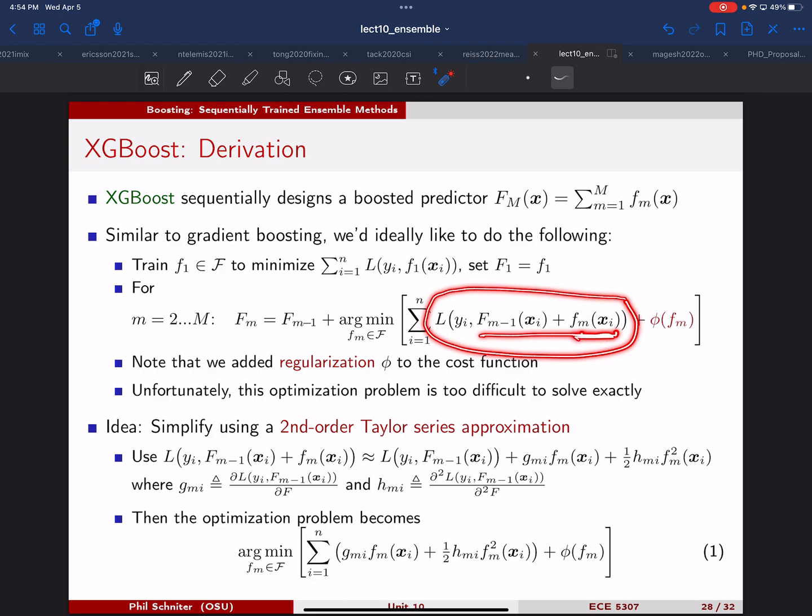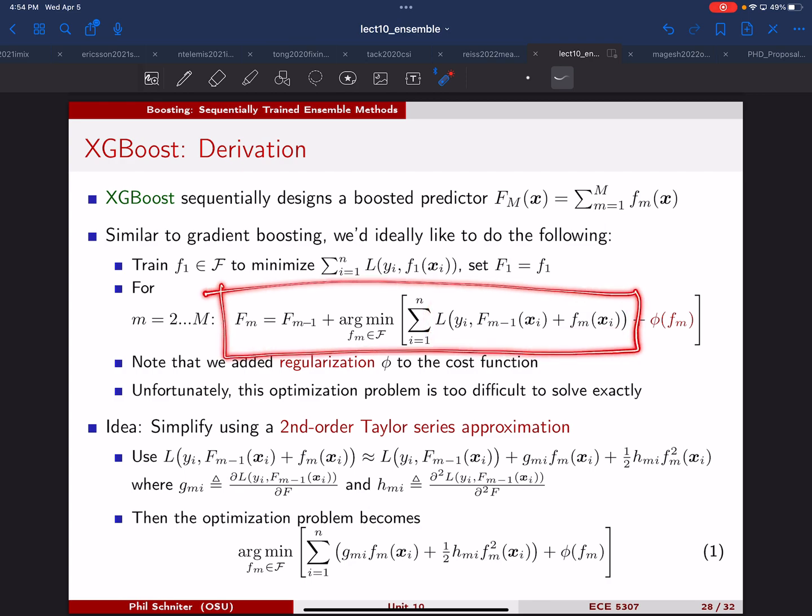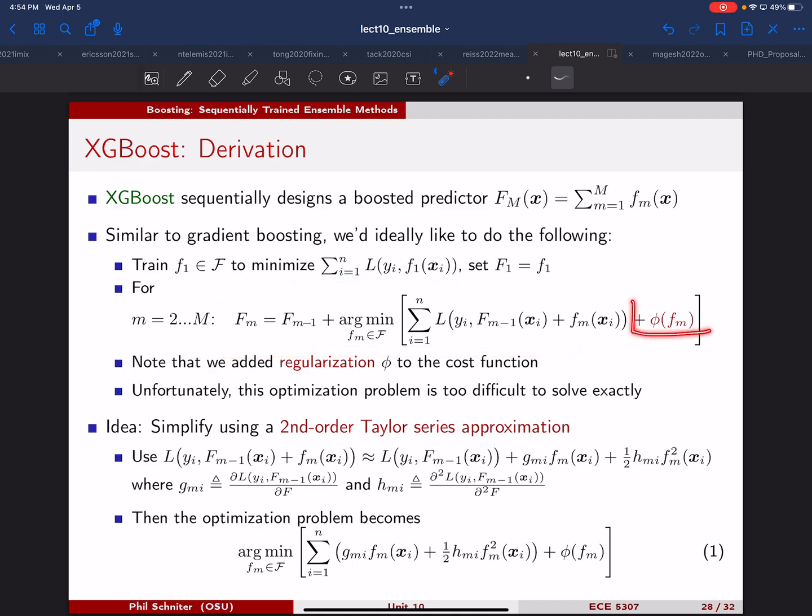So this part was what we said the goal was for gradient boosting. It was too hard of a goal. We had to take an approximation, but that was the goal. That's also the goal here, except we're going to add a regularization term. The regularization, as we know, is there to help fight overfitting. And so this has a very particular regularization, which we'll see in a moment.